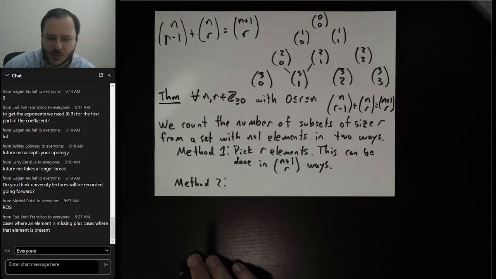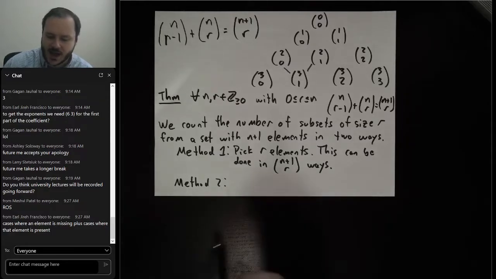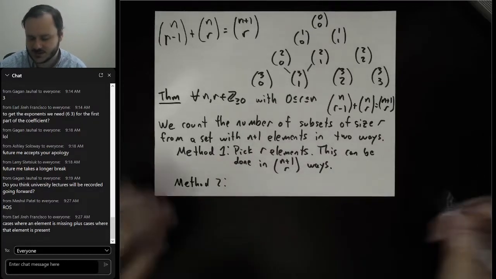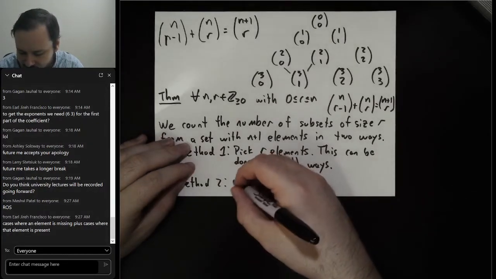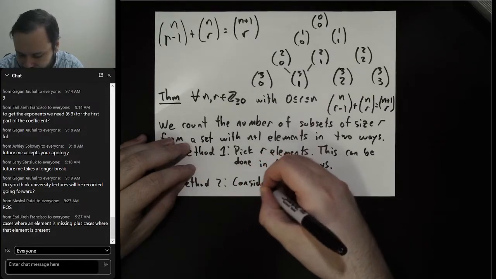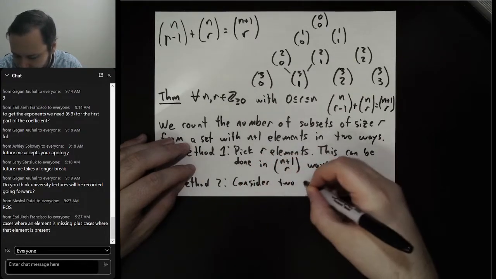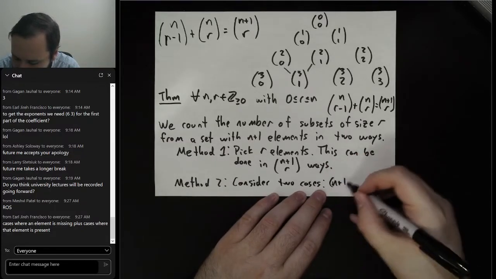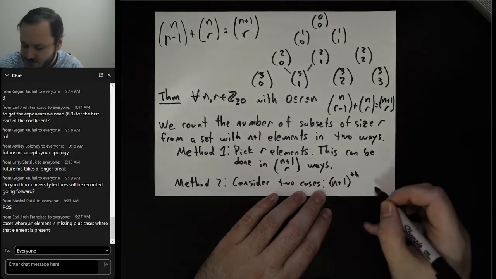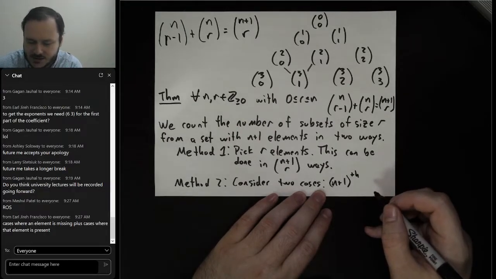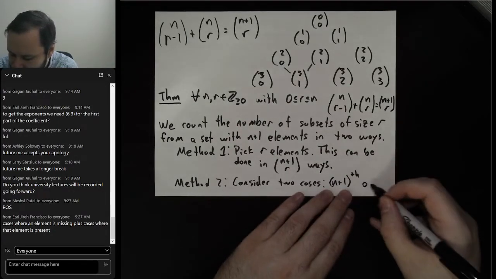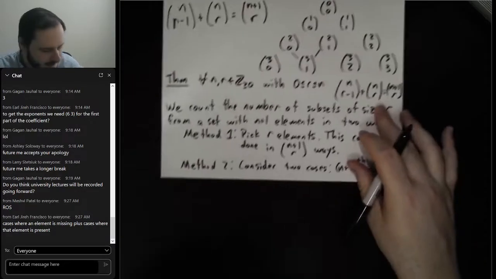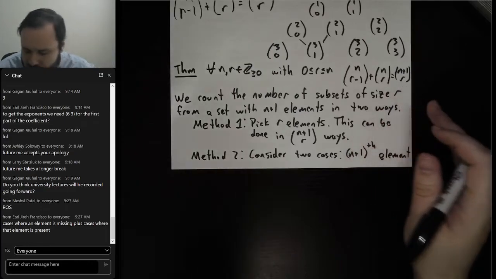What did I do? The thing I did was I either included that element or I didn't. So consider two cases. The n plus 1st object or element, I'll say, is included in the set or it is not.